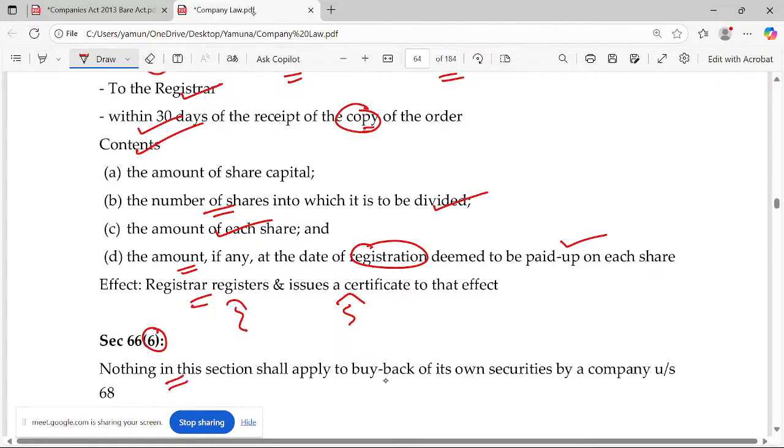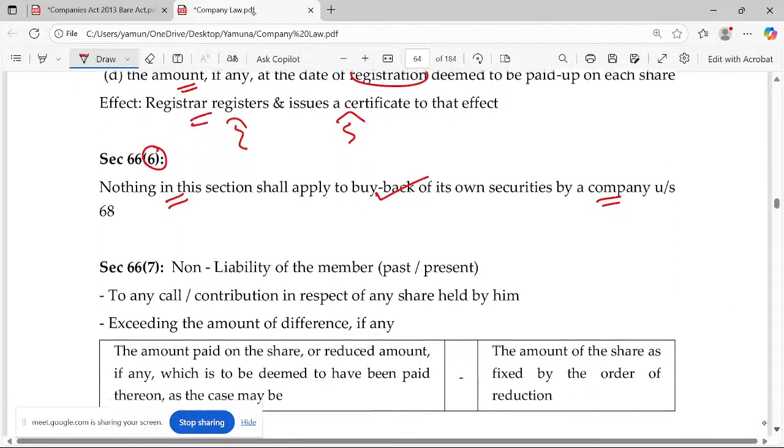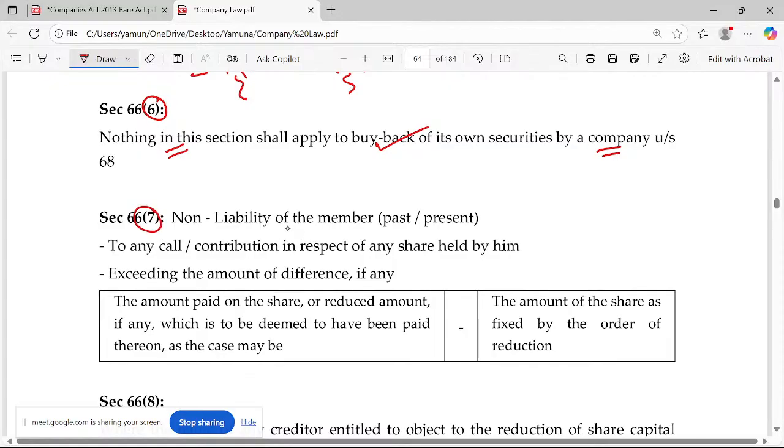Nothing in this section shall apply to buyback. We have already done that in section 16. So, subsection 7: non-liability of a member, past or present, with respect to any call or contribution. This means he is not liable exceeding the amount of difference, the amount paid on the share or reduced amount and the amount fixed by the order of reduction.